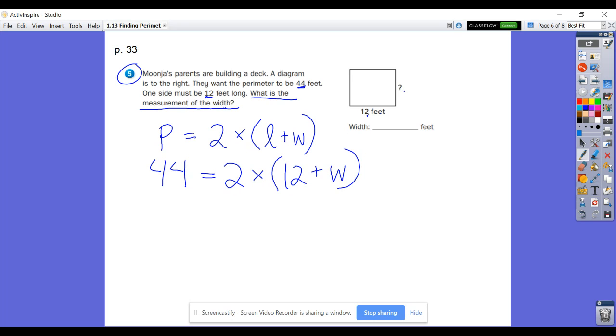Okay, so now I have to think pretty carefully about this. I want 44 to equal 2 times 12 plus W. Well, let's break this apart. If I said 44 equals 2 times question mark, raise your hand if you know what we would want that question mark to be. 44 equals 2 times something. What would that something be, Ava?